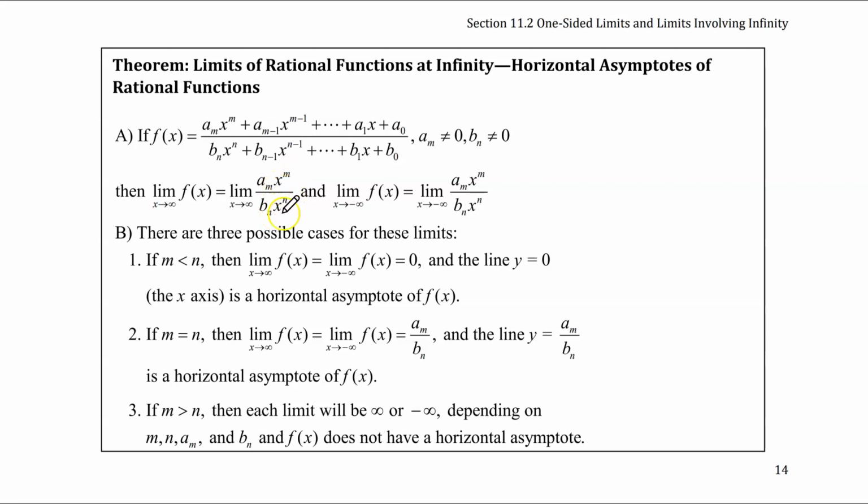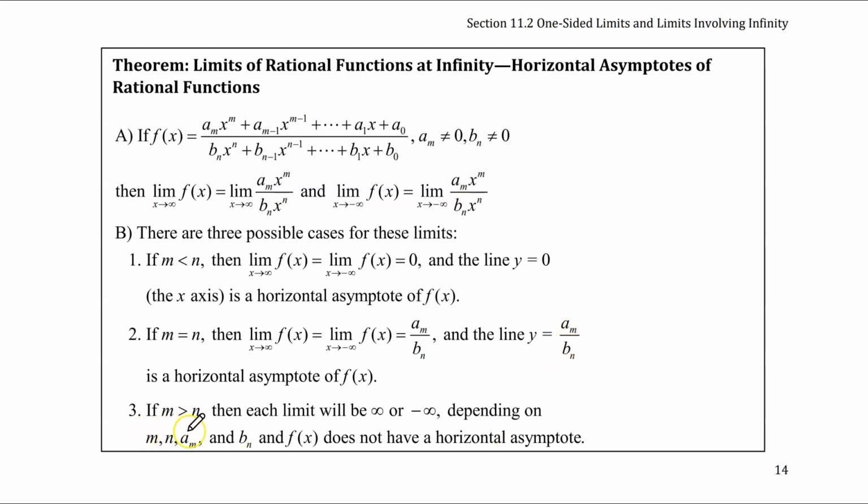So that cancels out, and that gives you just the constant a sub m over b sub n. So in that case, the limit of the function as x approaches either positive or negative infinity is just equal to the ratio of the coefficients of the leading term of the numerator and the denominator. And then the line y equals the ratio is the horizontal asymptote of the graph.